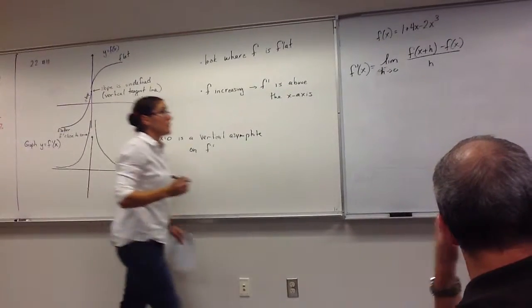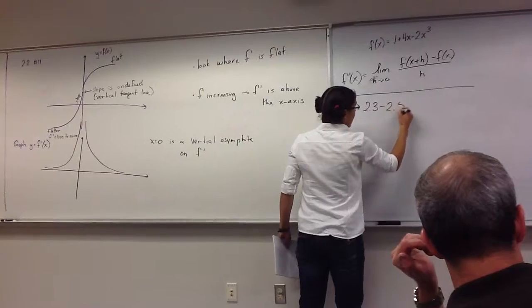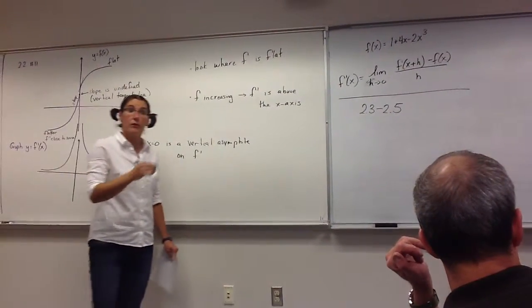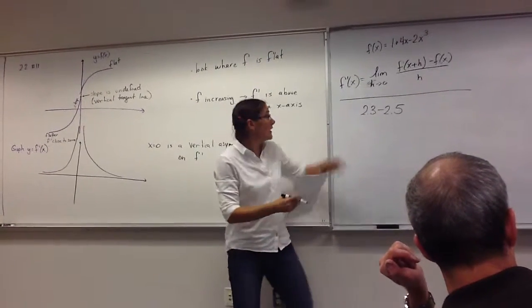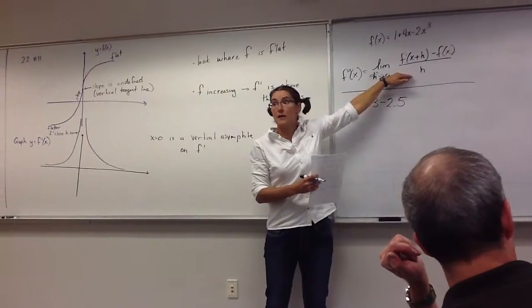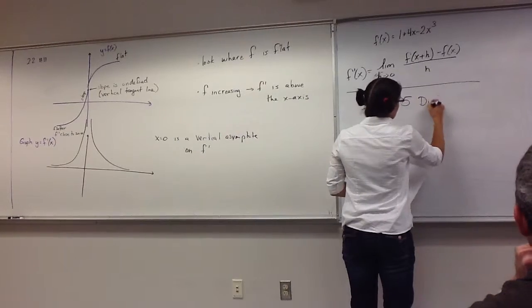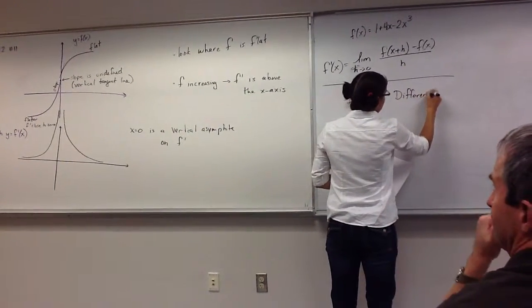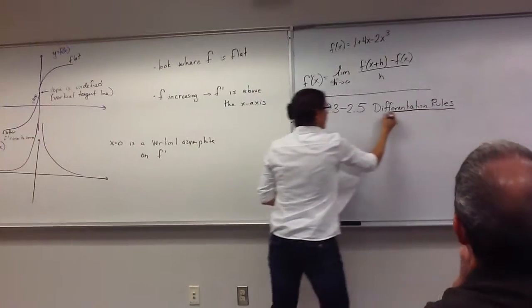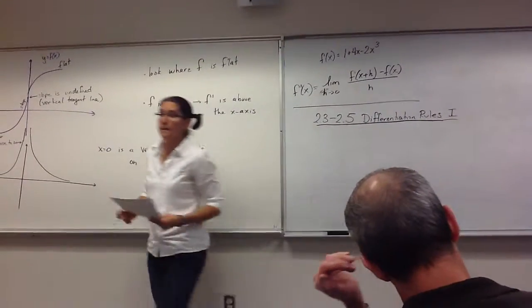So sections 2.3 up through 2.5 are all about a bunch of differentiation rules. So rules to calculate derivatives that come from this limit definition, but we can shortcut this limit and use these rules instead. So 2.3 to 2.5 is all about differentiation rules. So today will be differentiation rules part 1.